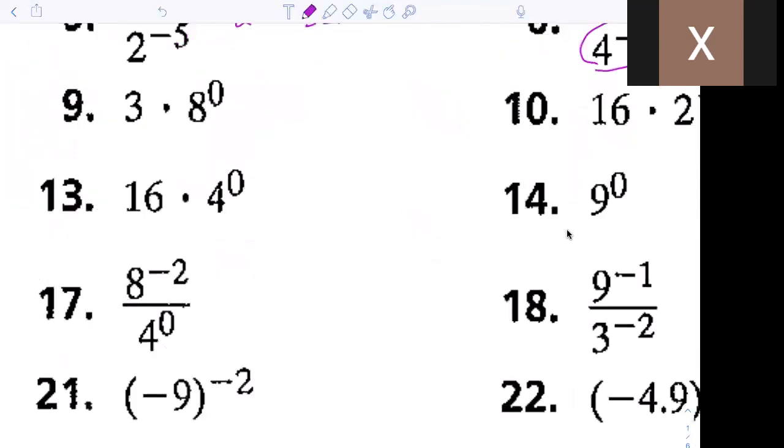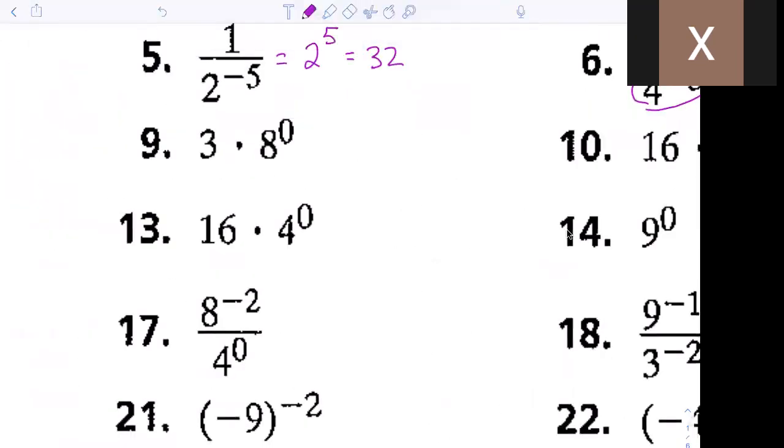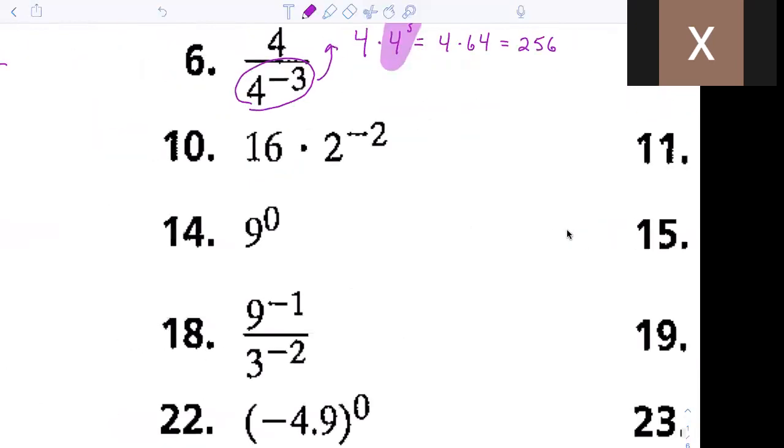Number 9. Automatically, I see 8 to the 0. What is 8 to the 0? 1. What's 3 times 1? 3. Could I just type that in on my calculator? Yes. All those can be typed on the calculator. Right, we don't need the calculator because I'm trying to show you the understanding part. Is 3 over 1 correct, or is it only 2? 3 over 1 is the same as 3, right? We just don't write 3 over 1. All right, here we go, number 10.